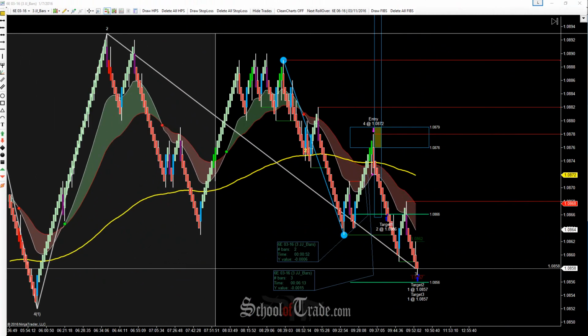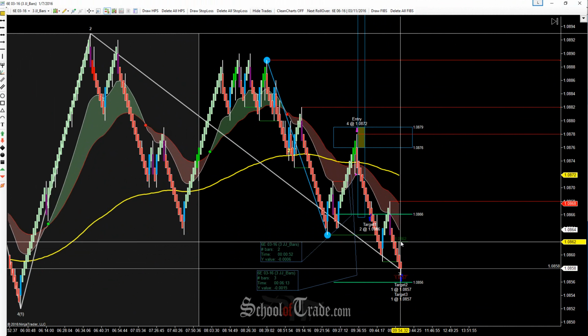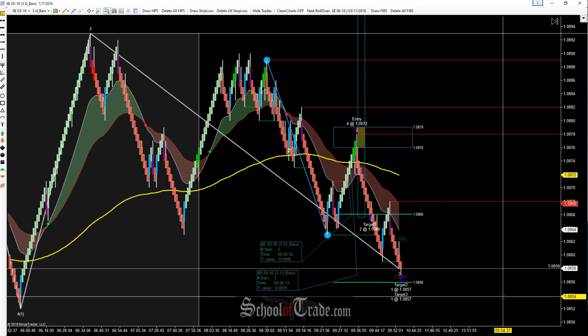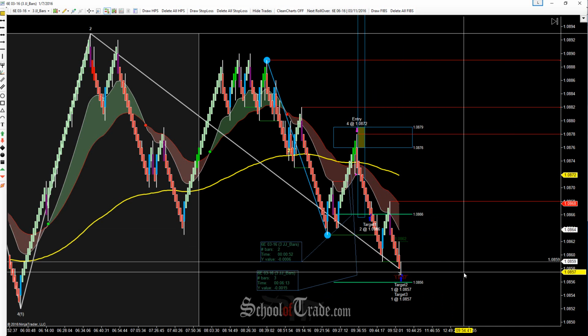All right, there we finally get the target filled. I had to pause it for a little while there. Taken forever to get that grind lower. We had a little bit of a wick that pushed higher here. The nice thing about that resistance is it held price down, and we finally got our target filled after waiting about 30 minutes for that final push down here on the euro.